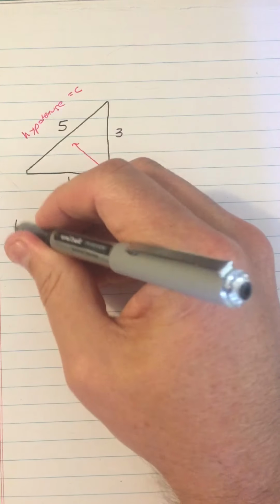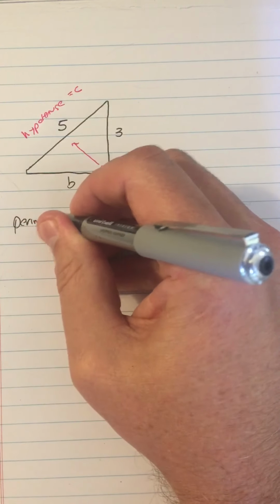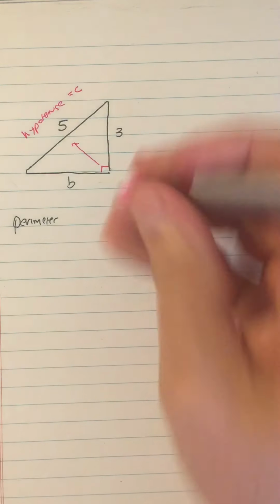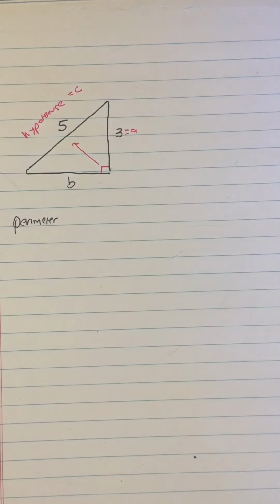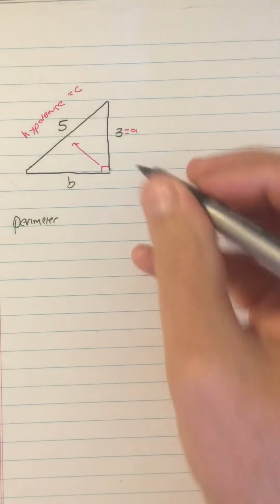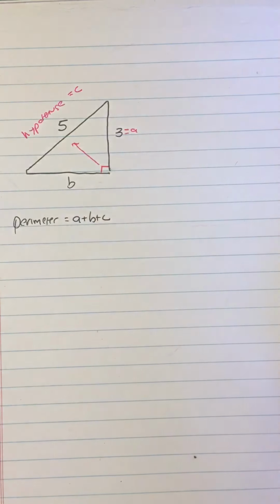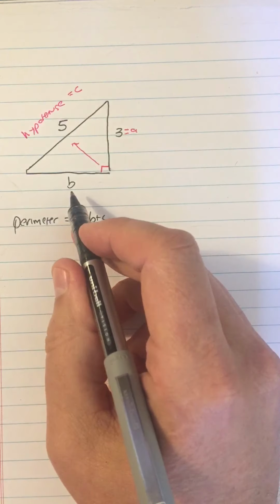All right, and they want the perimeter. So perimeter means we have to add up all the sides. So if these sides are A, B, and C, this one's A. Remember, it doesn't matter which one's A and which one's B. The perimeter is going to be add them all up, A plus B plus C. So first we got to find out what B is.